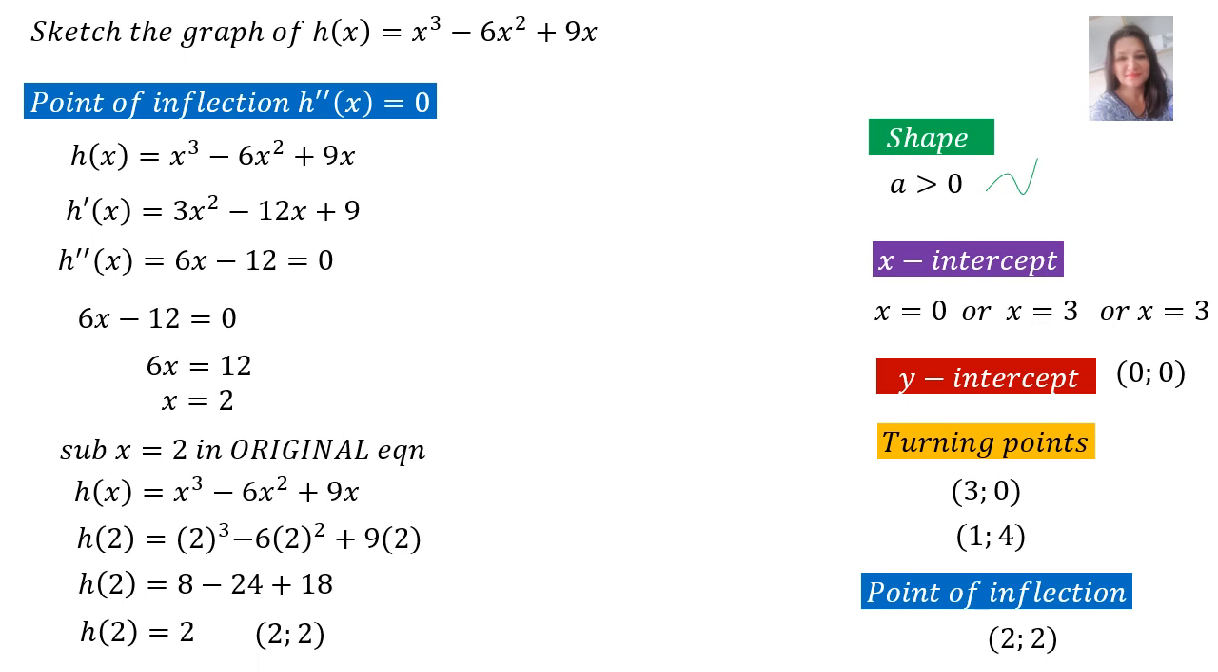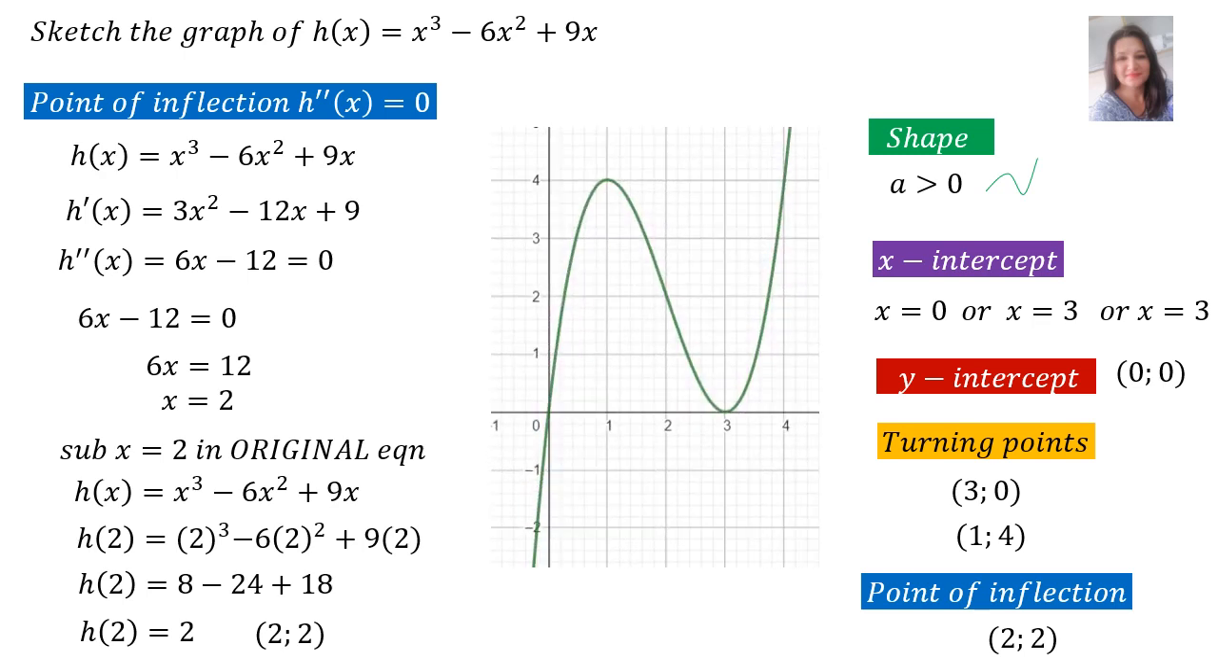Now on the right hand side there's all the information that you need to sketch your graph. And then there is your graph. If we look at the graph there, can you see A was greater than 0, so we have an ascending graph. Let's add the arrows. The x-intercepts are at x is equal to 0, or at x is equal to 3 and x is equal to 3.